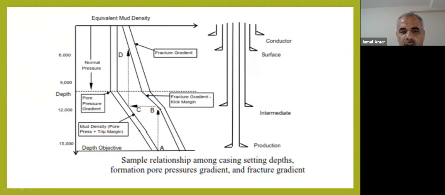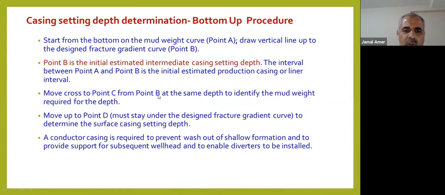We take a horizontal line from B to C, then again we take a vertical line. It will intersect with the fracture gradient minus kick margin at this point. It will form for us the surface casing setting depth. For the conductor, we do not mention it here because we know it is 150 up to 180 feet, just to prevent washout of the surface soft soil. Okay, this is the explanation about that.